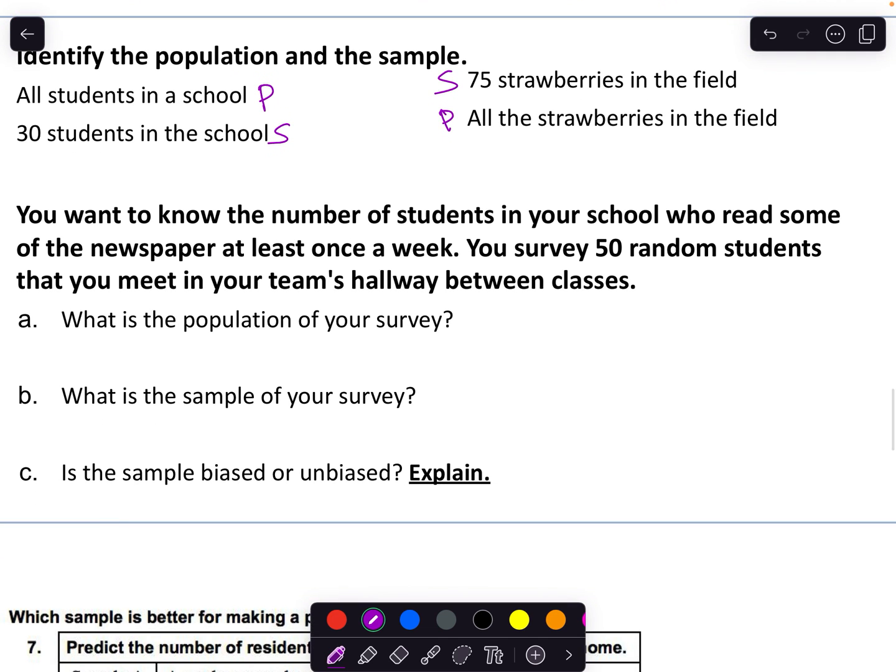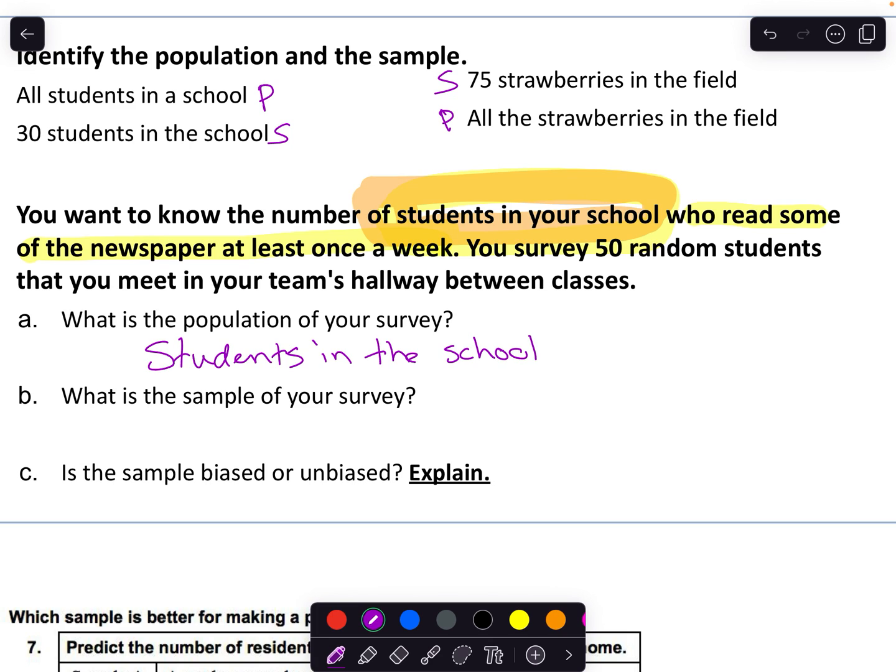Down here it says you want to know the number of students in your school who read some of the newspaper at least once a week. Okay, so who reads some of the paper at least once a week. You survey 50 random students that you meet in your team's hallway between classes. Okay, what is the population, right? Whatever you're trying to make a statement about, that's the population. So if it says you want to know the number of students in your school, right? We're trying to make a statement about this group of people. That's the population. So we're going to say students in the school.